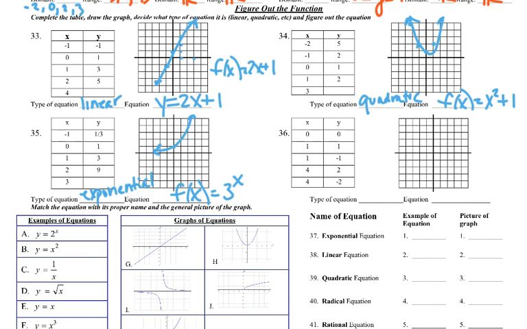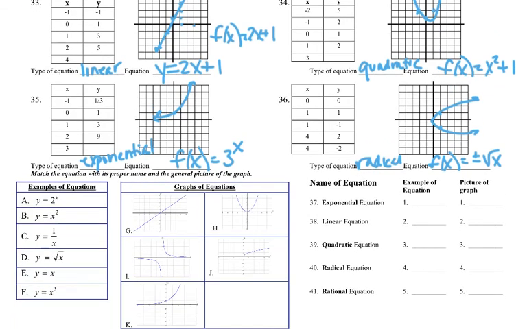Last one here, 0, 0. Let's see what this one's going to be. 0, 0, 1, 1, 1, -1, 4, 2, 4, -2. This is this sideways parabola. This is actually a radical function, and it's plus or minus. So it's f of x equals plus or minus root x. That one's kind of a hard one.